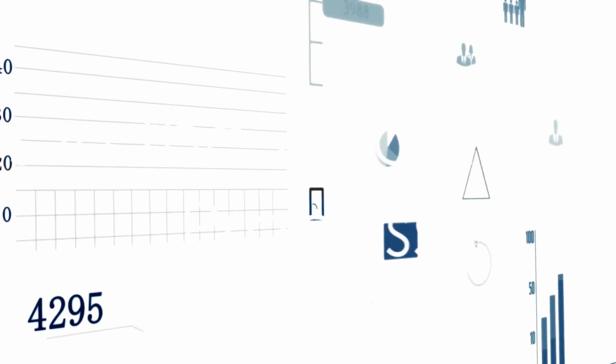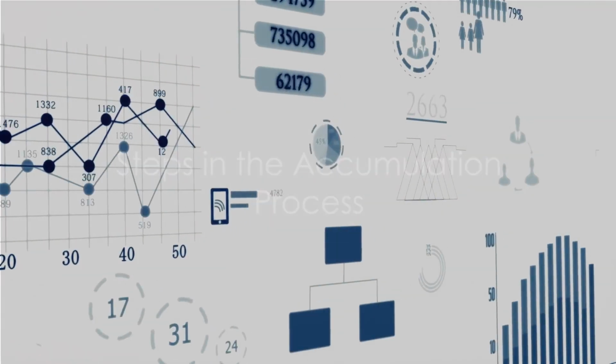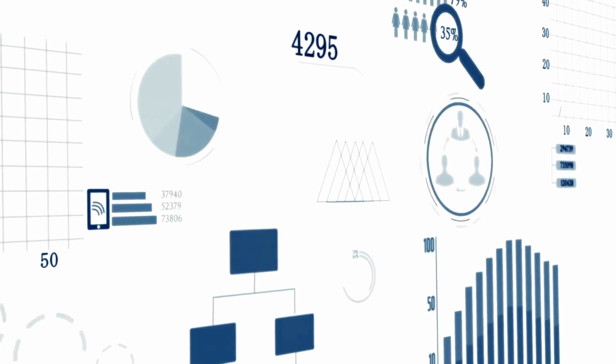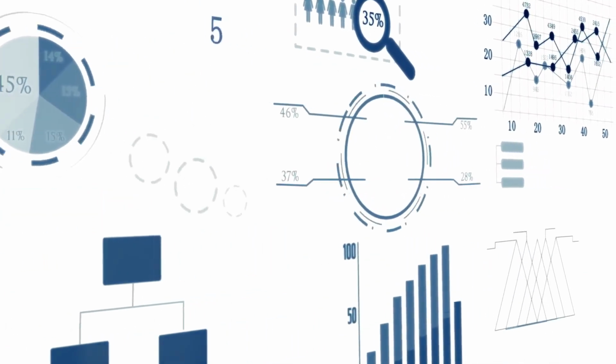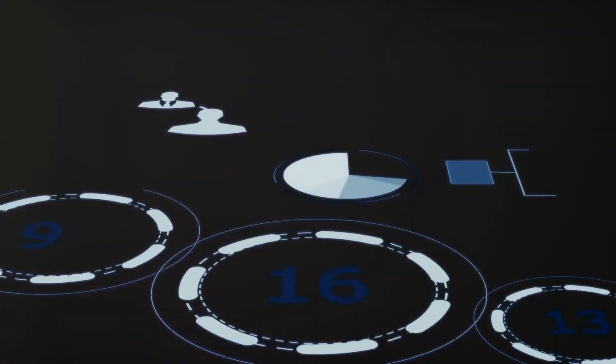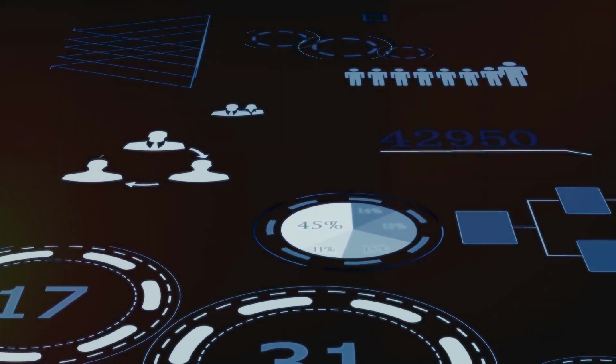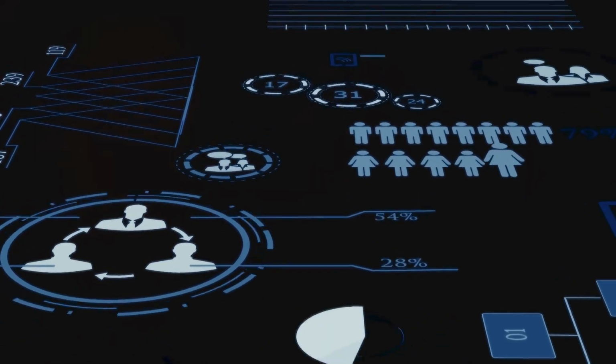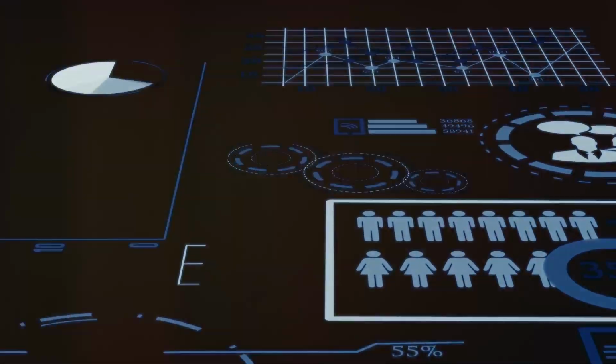The first step in the accumulation process involves identifying the data that needs to be collected. This is usually determined by the goals and objectives of the business. For instance, a retail business might be interested in accumulating data on sales trends, customer preferences, and market conditions.